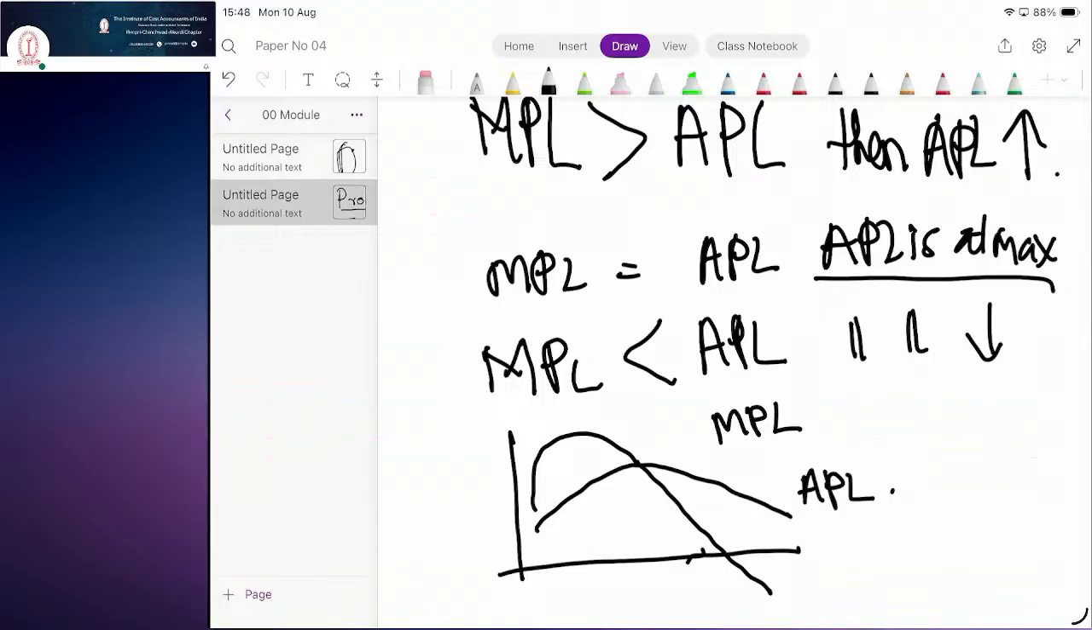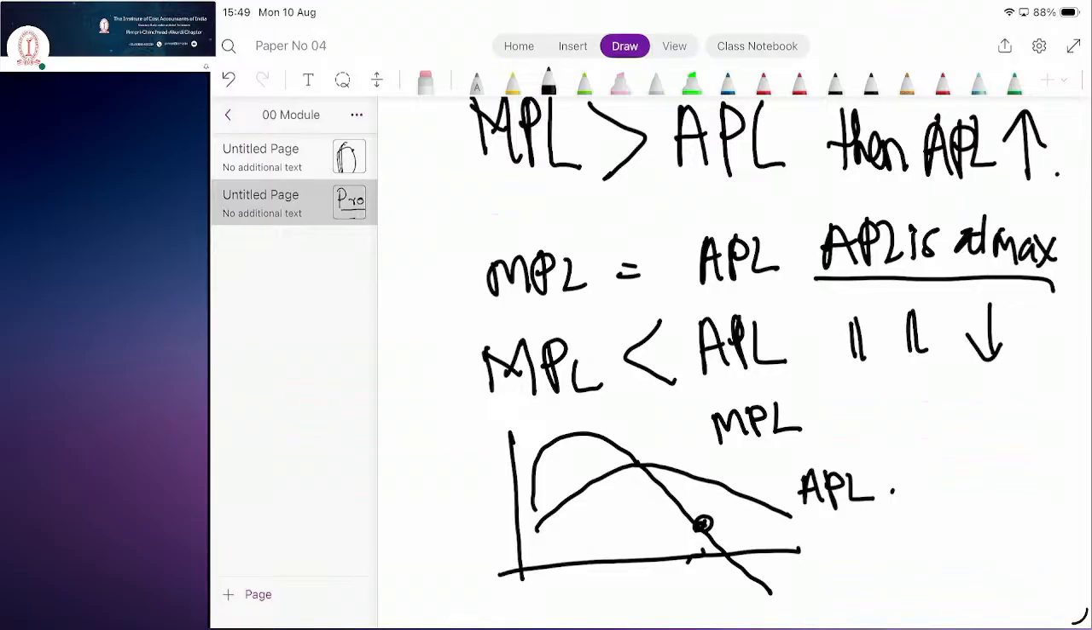Marginal product of labor is below the average product of labor. It must be true that, look, if marginal product is below the average product of labor, then it must be true that marginal product of labor is negative. No. Marginal product of labor is 0. No. Marginal product of labor is falling. Yes, that is right. Average product of labor is negative. Yeah, the answer would be average product of labor is negative.